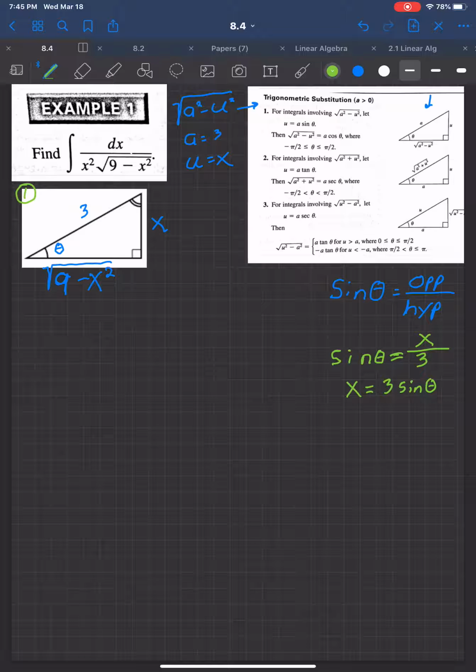Now, immediately, what we're going to want is dx. If we just take the derivative of 3 sine of theta with respect to theta, we're going to get 3 cosine of theta, and this is d theta. All right, now I'm going to start to box in some of this information that is important.